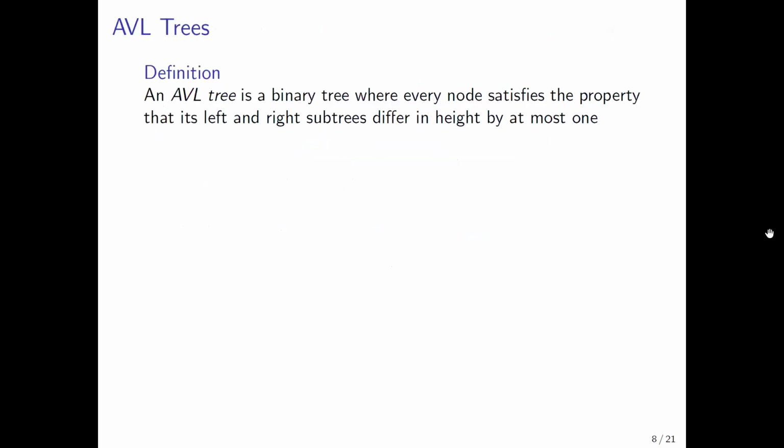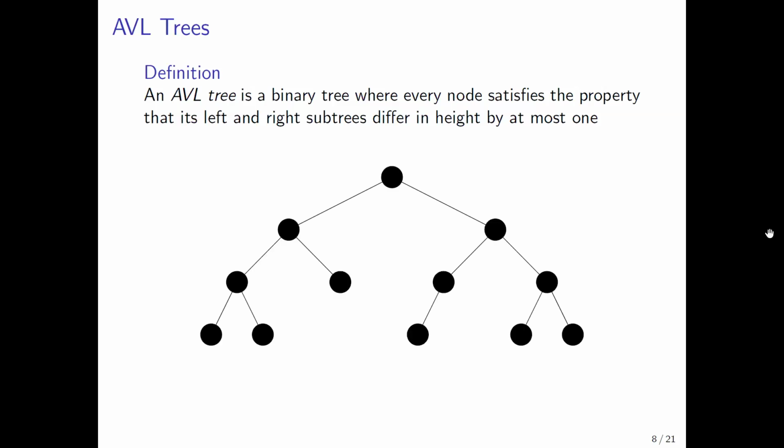So an AVL tree is a binary tree where the height between 2 nodes differs by at most 1 for every node. The subtree on the left and right, the height differs by at most 1. So you can see here, each of these satisfies that requirement.